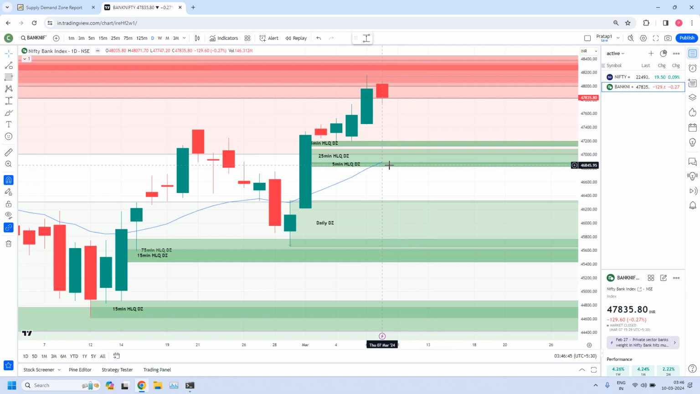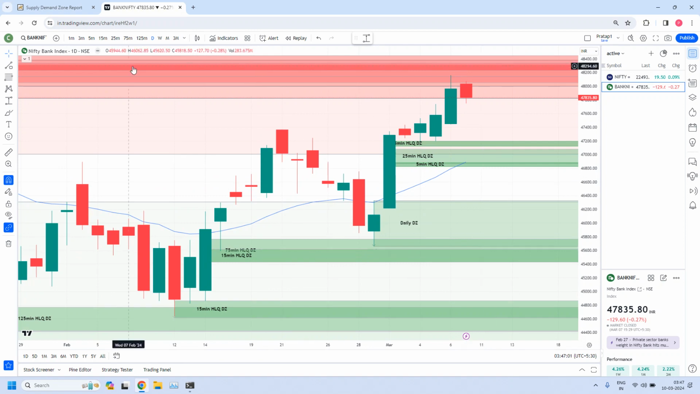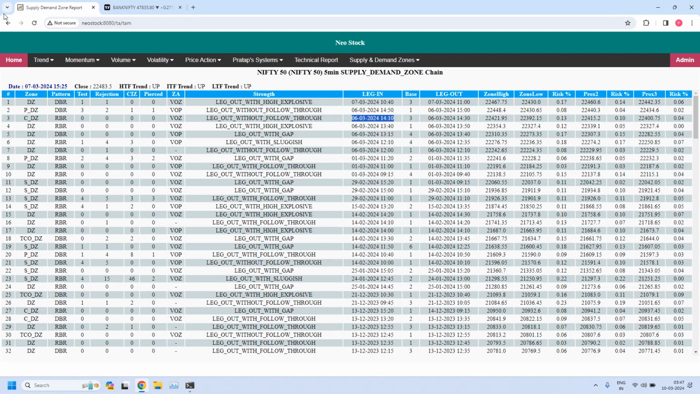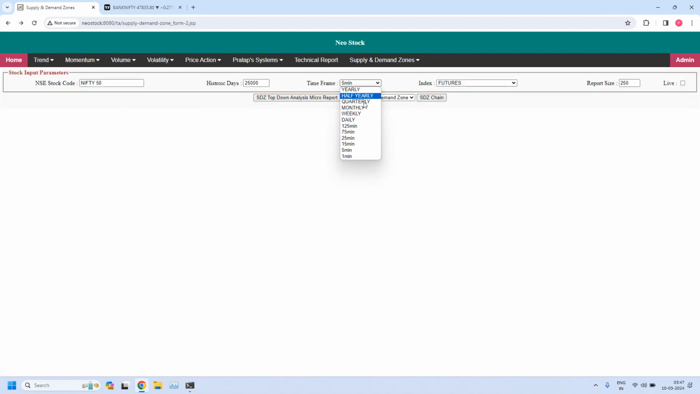If they push the prices down, probably first this 5 minutes high liquidity zone has to be violated, and after that it will get into this 25 minutes high liquidity. But even before that, any new high liquidities created during this push, let us look into that also. First let us start from the daily time frame. Nifty Bank Nifty. I'm generating the chain on the daily time frame.